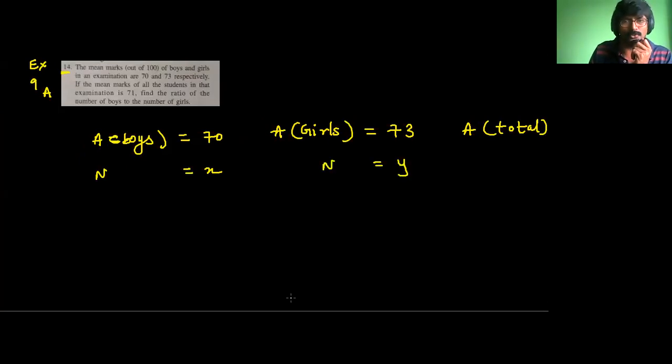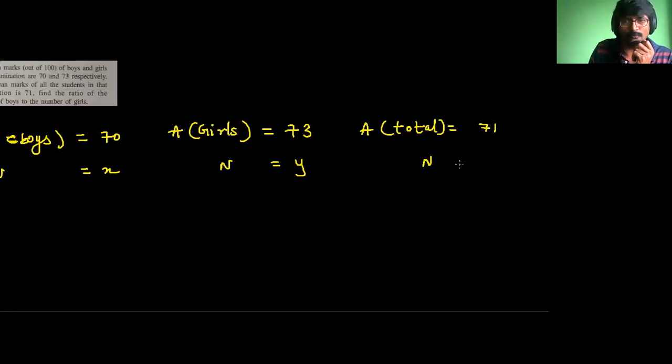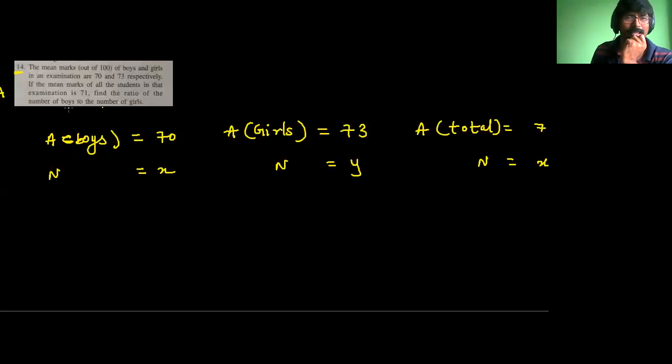And what will be the total number of kids over here? Obviously X boys and Y girls, so the total number of students will become X plus Y. We're supposed to find the ratio of the number of boys to girls. We're supposed to figure out what X is to Y. That's our task, isn't it? So let's do this quickly.